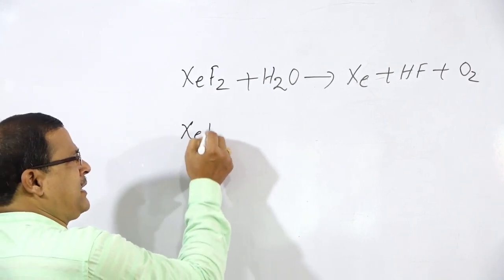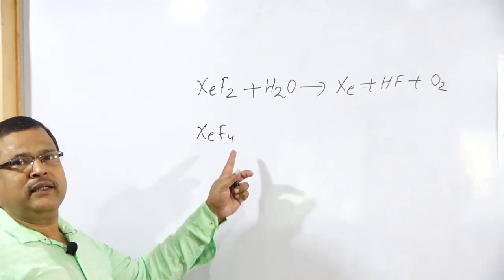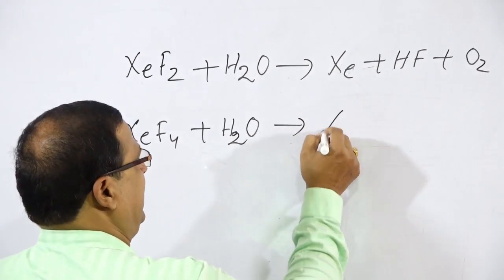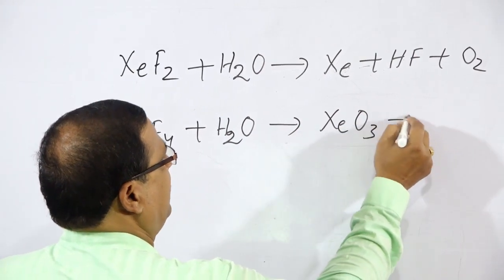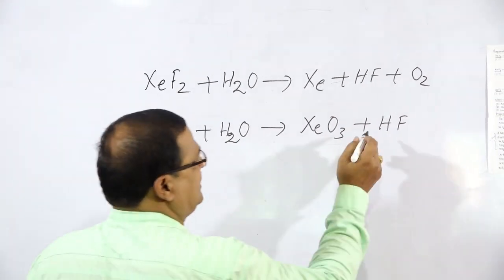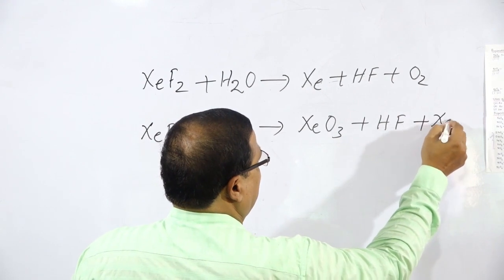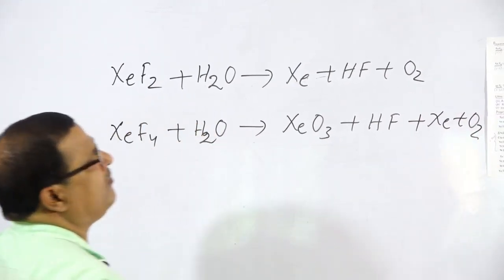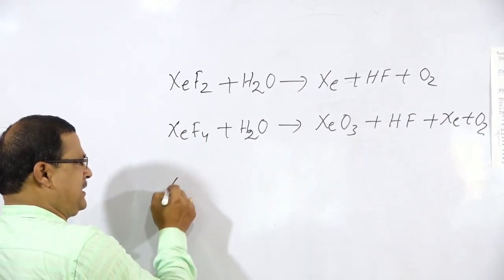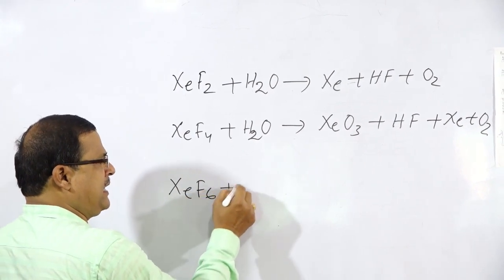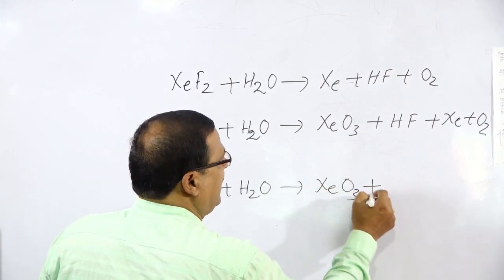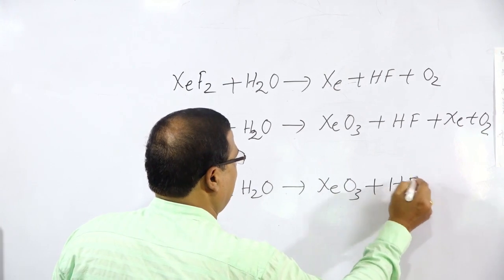Then xenon tetrafluoride reacts with water, there is the formation of XeO3 plus HF plus Xe and O2. This is the formation of this explosive material. In a similar manner, XeF6 reacts with water, there is the formation of XeO3 and HF only.